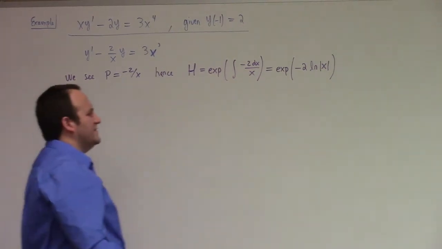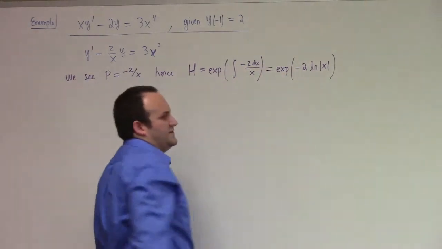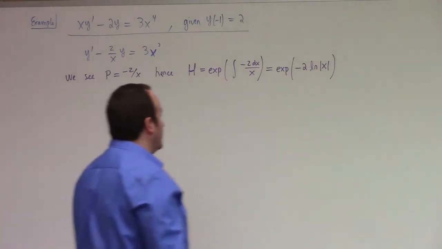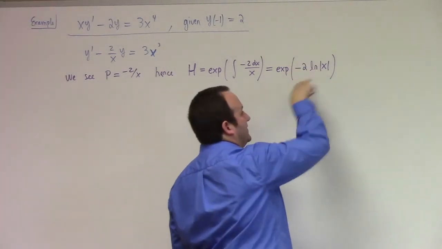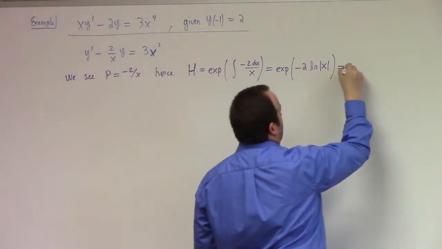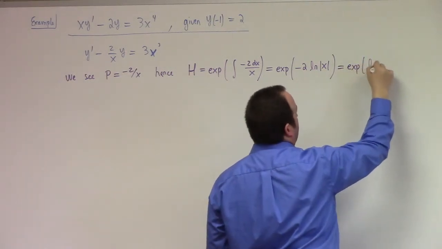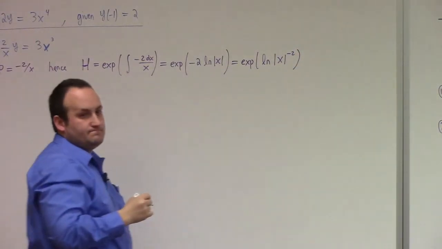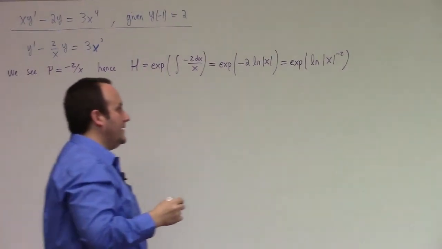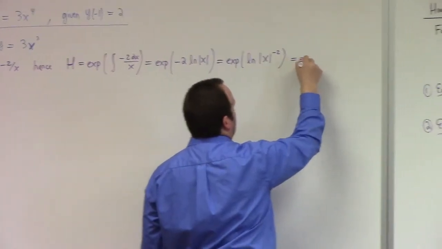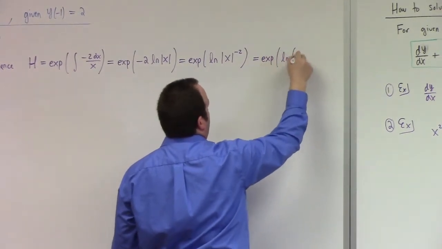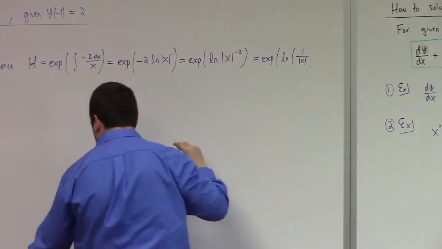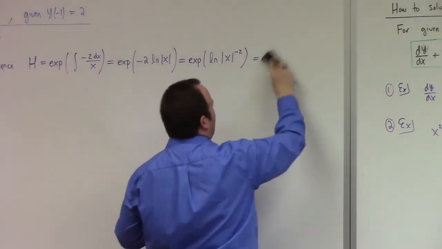And this is not equal to minus 2 natural log of x, by the way, right? That's not how the simplification goes here. We have to bring this power inside the logarithm before we can simplify. So that's the exponential of the log of the absolute value of x to the minus 2 power, right, by properties of logarithms. And this is the exponential of the natural log of 1 over the absolute value of x squared. We don't need to write the exponential and log anymore, obviously, right?